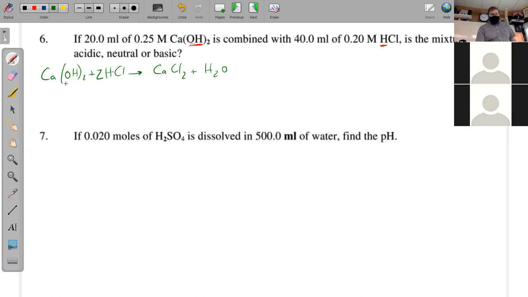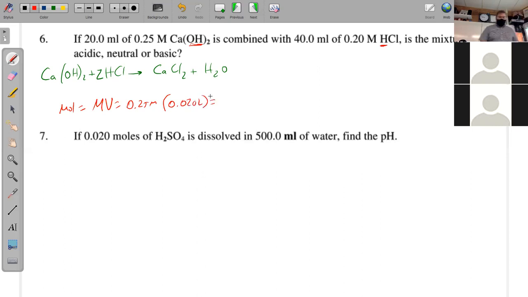So what I want to do is figure out, with this volume of calcium hydroxide and that concentration, how many moles of calcium hydroxide are present. So what is true is that the number of moles is equal to the molarity times the volume. If I take the molarity of calcium hydroxide, 0.25 molar, and multiply it by the volume, and because molarity is in moles per liter, this 20 milliliters is best written in liters. That's 0.020 liters.